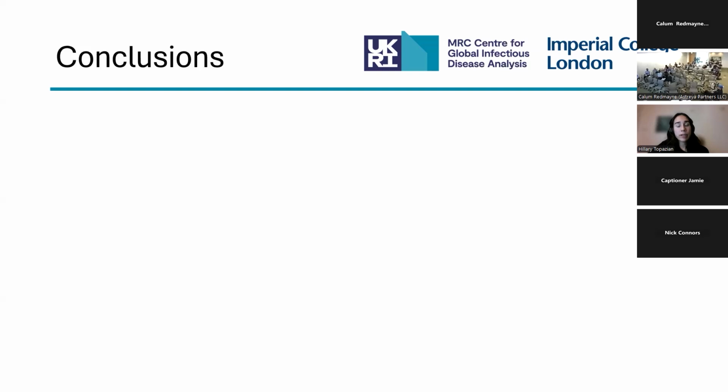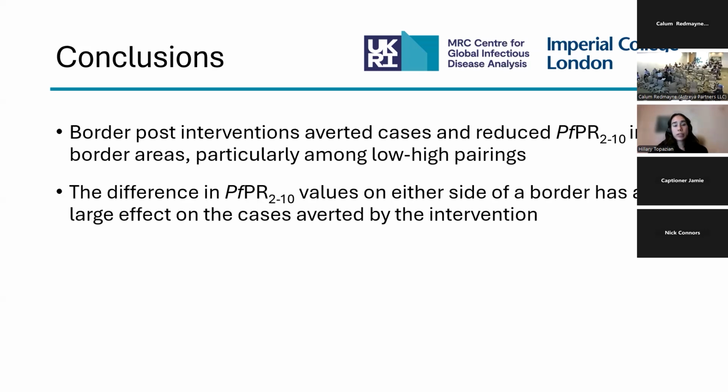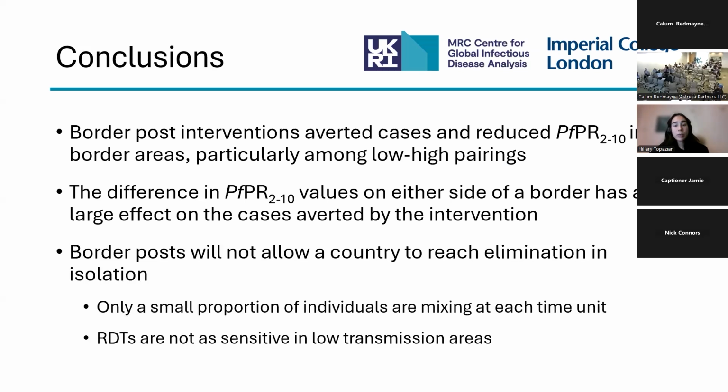So a number of key findings came out of this work. First, that the border post intervention did avert cases and reduce parasite prevalence in border areas. And differences were small, but the impact was dependent on the difference in prevalence between neighboring units. And the intervention had the most impact in low transmission areas that had high transmission neighbors. And then thirdly, we see that the border posts will not be the magic solution to allow a country to reach elimination.